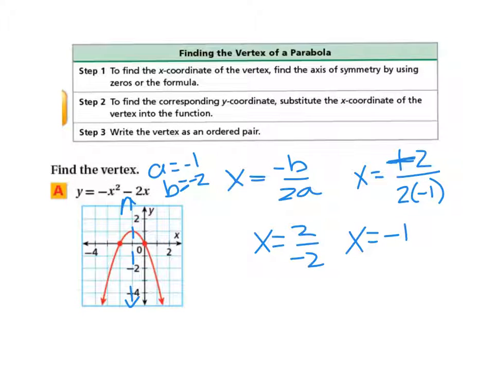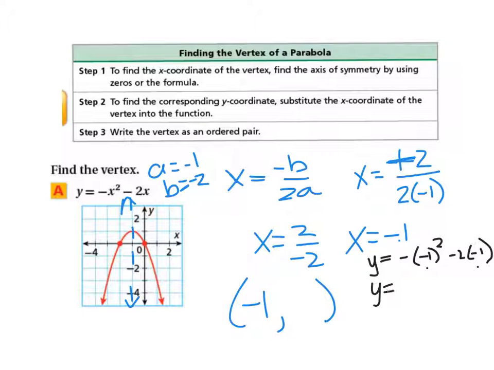In order to have the vertex, we're not done, though. Next, we need to know the y-coordinate. So in order to get our ordered pair of a vertex, we're going to plug the x equals -1 into the original equation. So y equals negative, I'm going to put -1 here, squared minus 2 times -1, because the equation was y equals -x squared minus 2x, and so I've replaced the x.